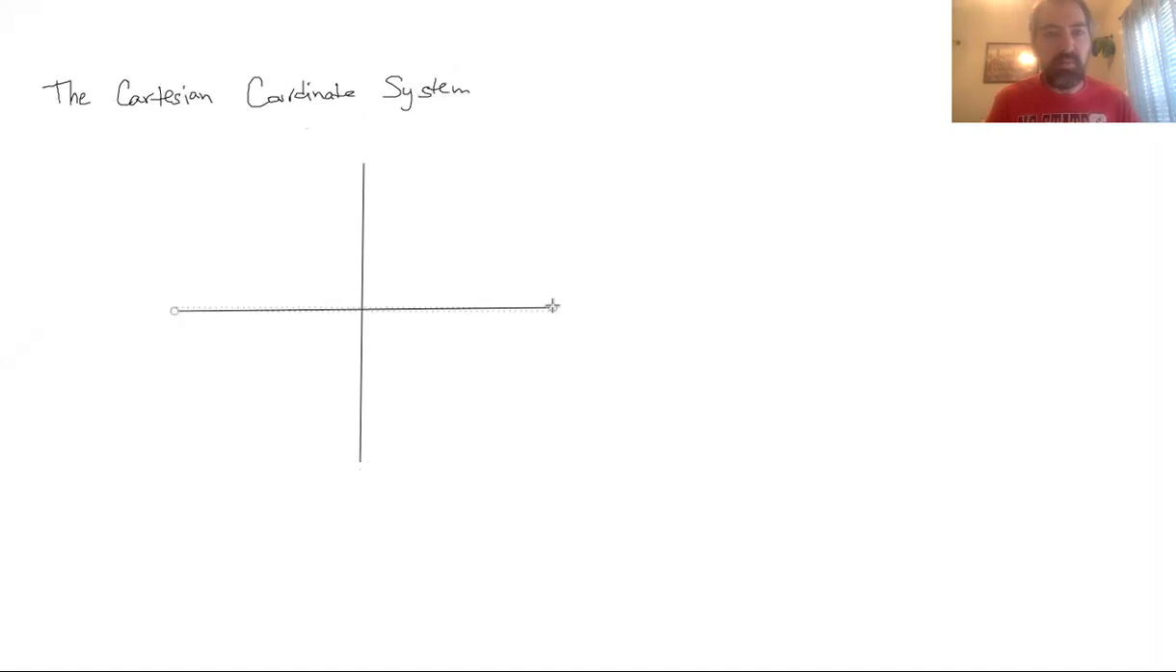In this video, we are studying the Cartesian coordinate system. The Cartesian coordinate system consists of two lines that are perpendicular to each other. The horizontal axis, we're calling the x-axis, and the vertical axis is the y-axis. And these two lines intersect at what we call the origin.